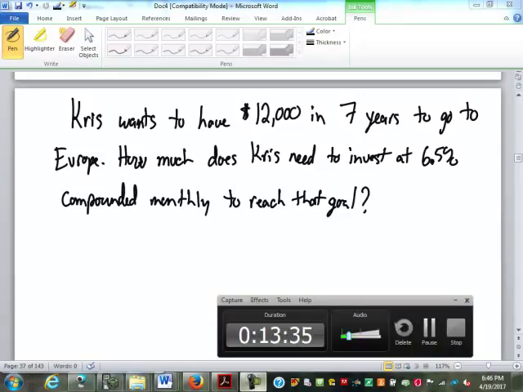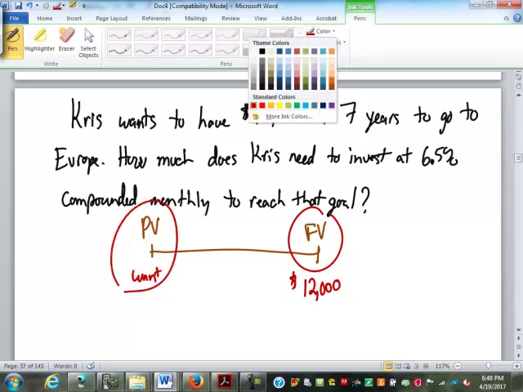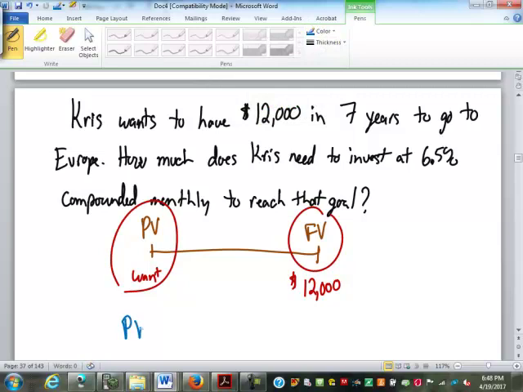I'll give you a couple minutes on this one. For this one, which one do we know, present or future? We know the future value. We want to have $12,000 in the future. So we want the present value. So we're looking at present value equals, what goes in here? 12,000 times or divide. Divided now, because we're going backwards.